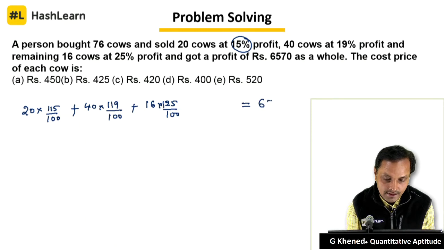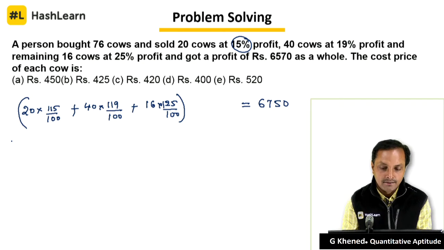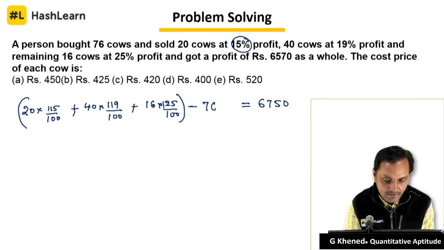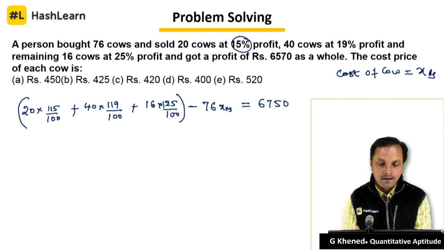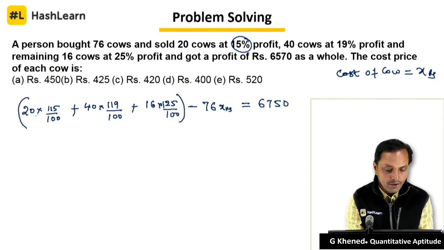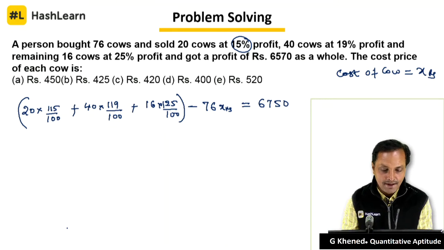The total profit is 6750, means this is what I am selling. He has purchased how many? 76 cows at x rupees, cost of cow x rupees. So 20 into 115 by 100 plus 40 into 119 by 100 plus 16 into 125 by 100 minus 76x is equal to 6750. What you need to do? Just you have to simplify this.